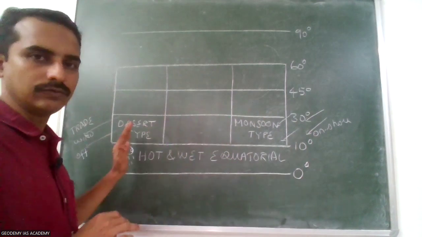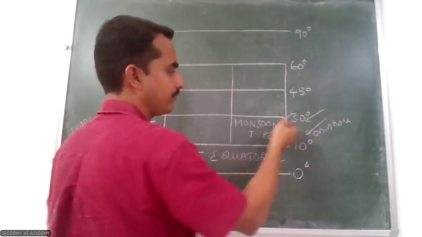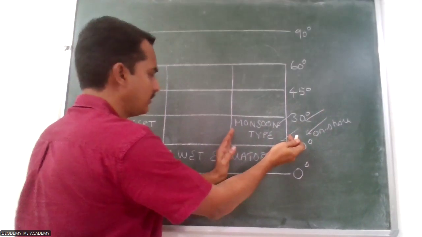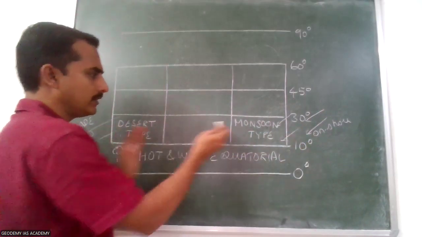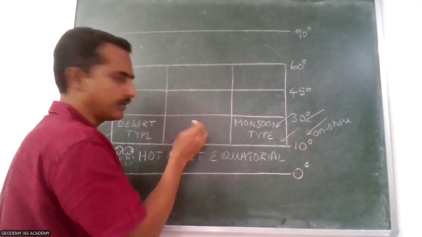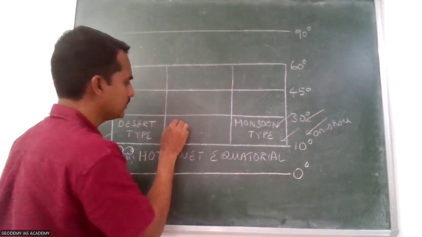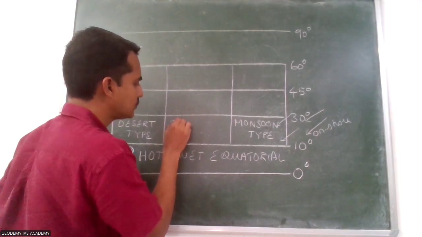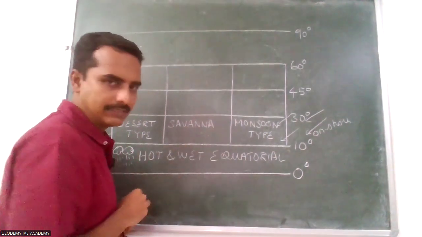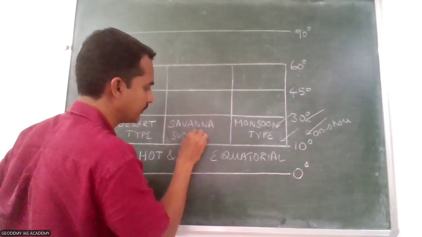Let us discuss this now simply. Here it is offshore, desert type; here it is monsoon type, onshore. In between, here heavy rainfall, and here very scanty rainfall, so in between it will be moderate. So it is a semi-arid region. Here it is wet, here it is semi-arid, and here it is arid region. So here it is called savanna type or Sudan type, the tropical grassland regions, savanna type climate, otherwise called Sudan type climate.